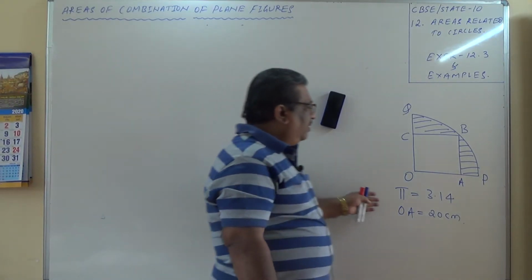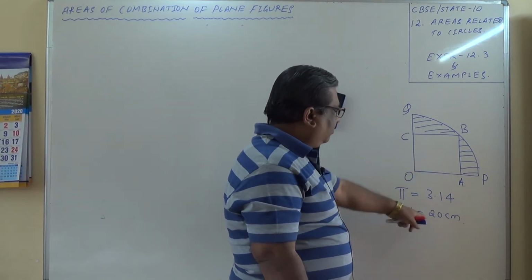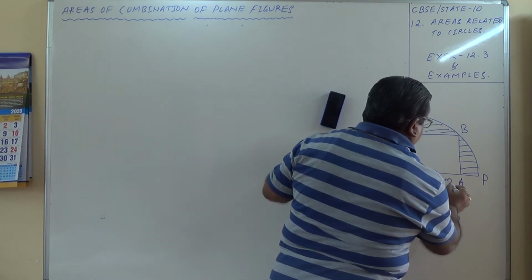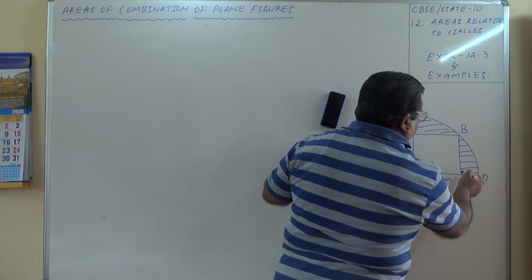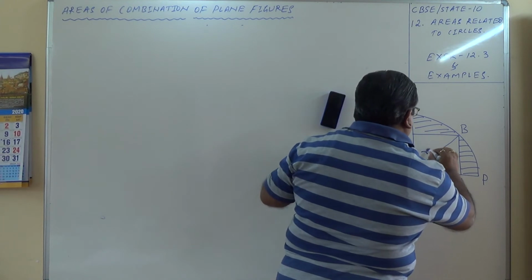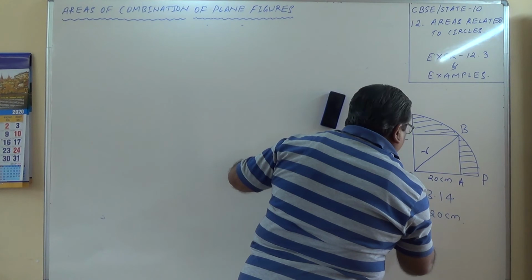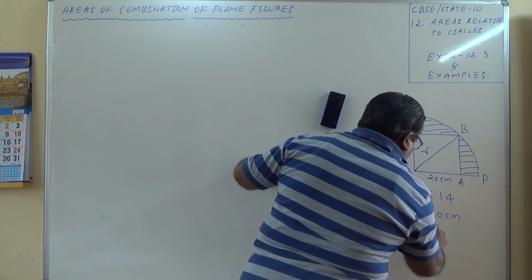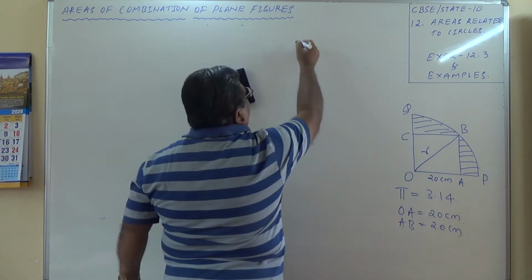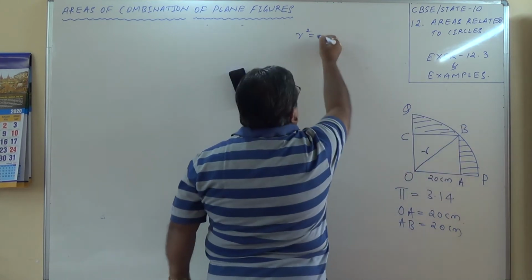This is the diagram here, and OABC is a square here. OA equals 20 centimeter. So OA is 20 centimeter and this AB is also 20 centimeter. So let me join this OB, and this OB is equal to R. Okay, so OA equals 20 and AB is also equal to 20 centimeter. So by Pythagoras theorem, R square equals OA square plus AB square.